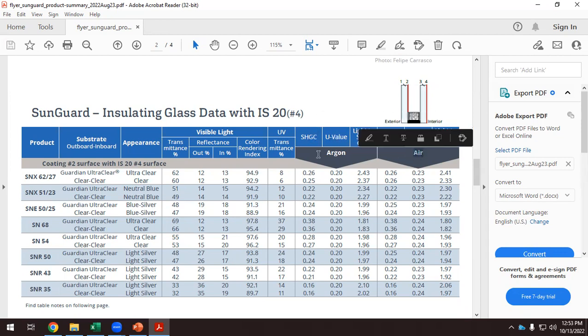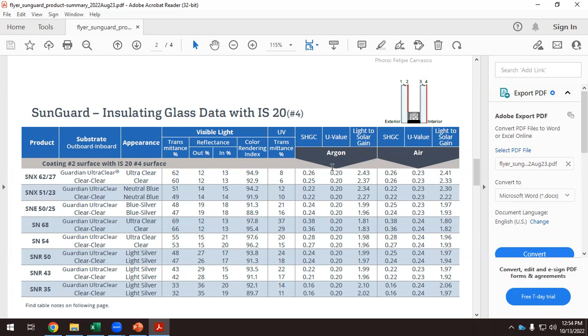Here we have air and argon. Usually the argon values are always better than the air values. And for the solar heat gain coefficient, here we have 0.26, 0.38, 0.16. This is a very low solar heat gain coefficient. 0.1, 0.2, only 10 or 20% of the sun enters the building. So those are like sunglasses, very dark glasses or mirror. So we don't do this.